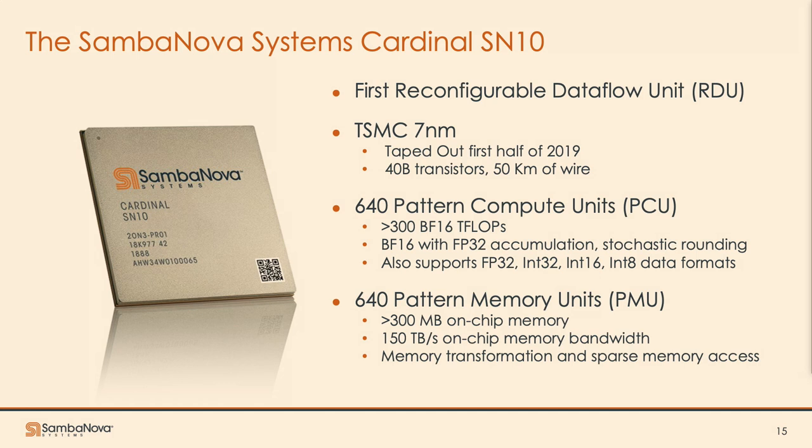This was in fact the first AI chip to be implemented in 7 nanometer. It's got 640 pattern compute units, which gives you over 300 teraflops of BF16. And it's got 640 PMUs, or pattern memory units, which gives you over 300 megabytes of on-chip memory, with access to that on-chip memory of over 150 terabytes per second on-chip.